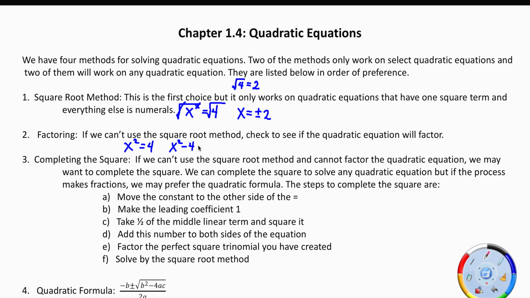So if I'm factoring, I need my equation set to 0. And then this is the difference of squares. So I know I can factor it as x plus 2 times x minus 2. And using the zero product property, that means either x plus 2 is 0 or x minus 2 is 0. Now I have two simple linear equations that I can solve to get x equals 2 and x equals negative 2. Notice I do get the plus or minus 2.